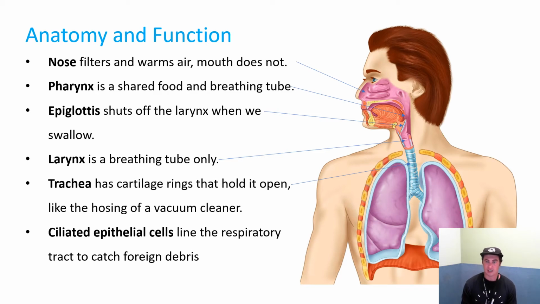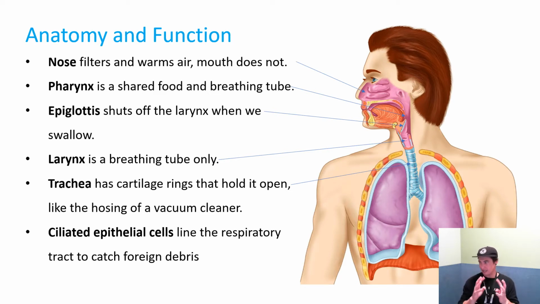Your trachea is the next tube. It's your breathing tube only. It looks and functions a little bit like a vacuum cleaner hose, so it has cartilage rings all the way down the trachea, and that stops it from collapsing in on itself when you breathe. Within that structure you also have ciliated epithelial cells.